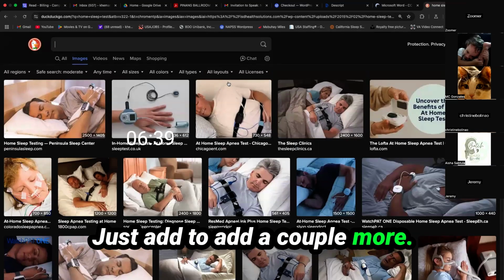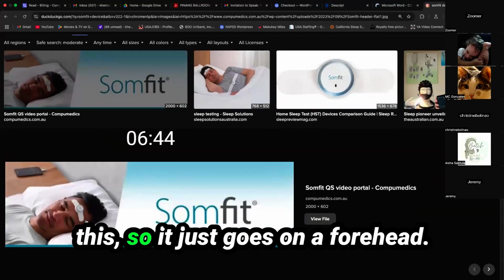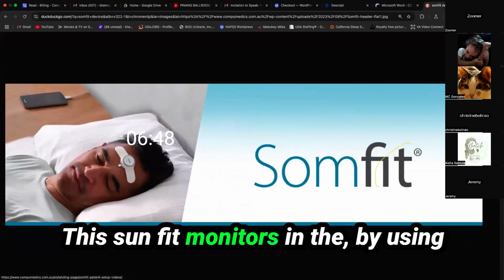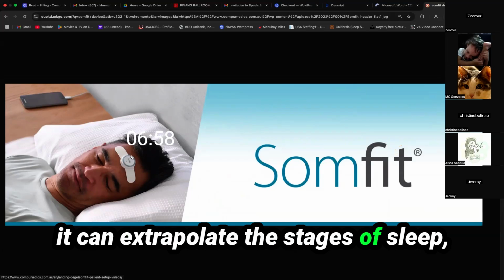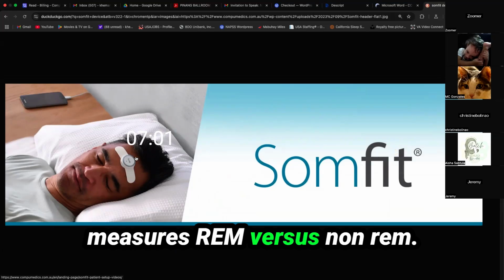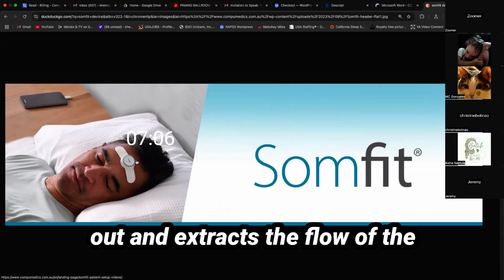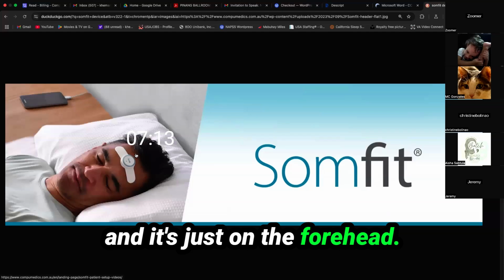Just to add a couple more. Another home sleep test is this. It just goes on a forehead. This SumFit monitors by using PPG also. So it monitors oxygenation. It can extrapolate the stages of sleep, measuring REM versus non-REM. It also extracts the flow of the patient, so it can identify apneas. And it's just on the forehead.